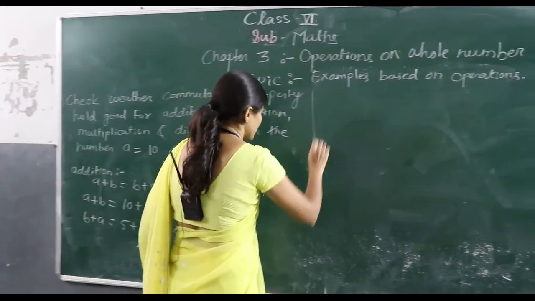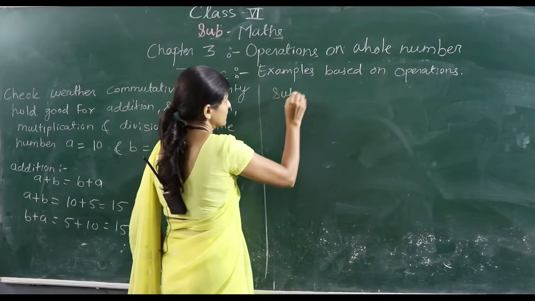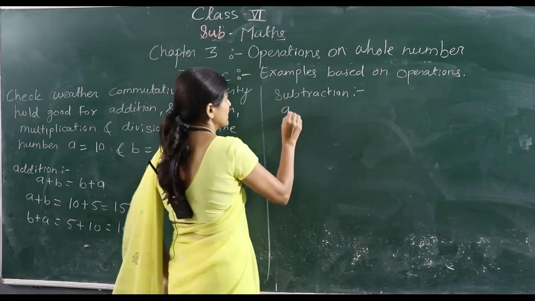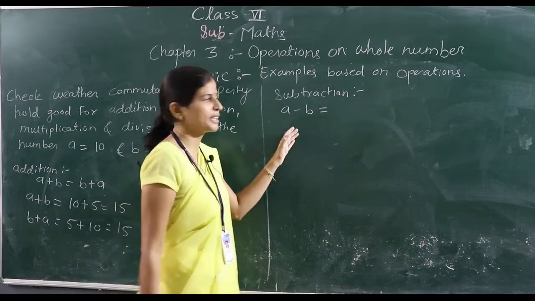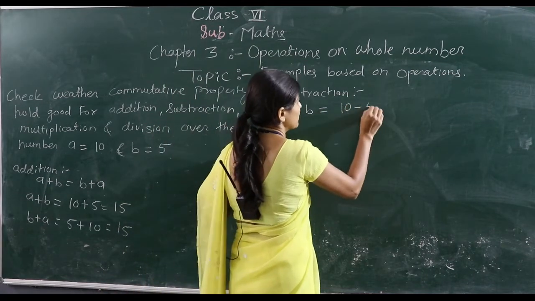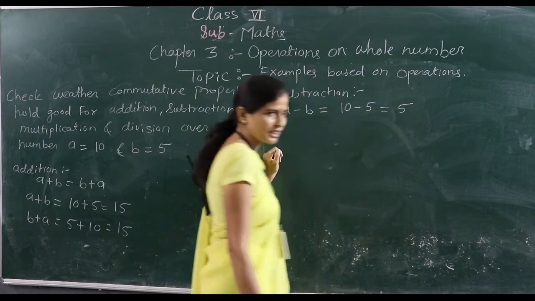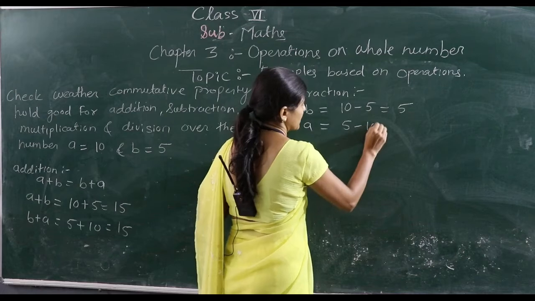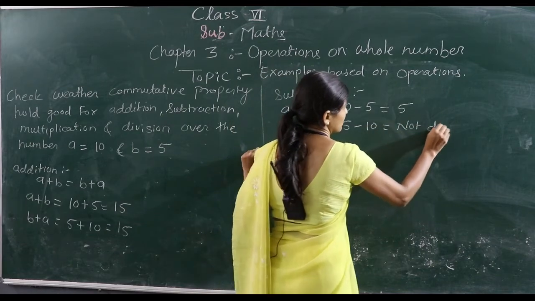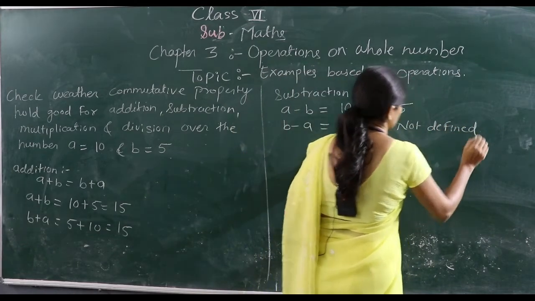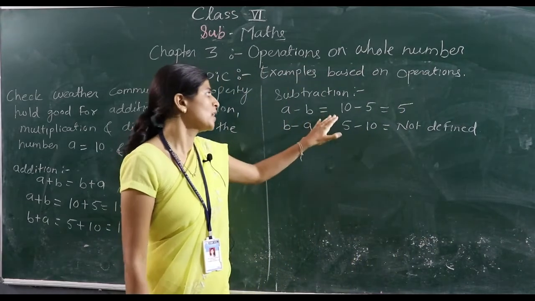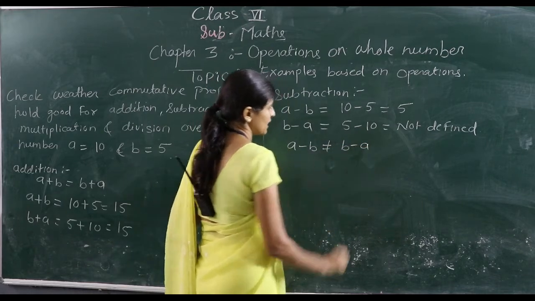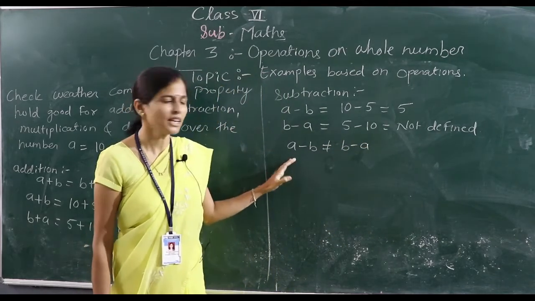Now check whether the commutative property holds good for subtraction or not. First we take a minus b. For subtraction a minus b, where a equals 10 and b equals 5, 10 minus 5, we get the answer 5. Now we interchange the numbers. So 5 minus 10, not defined. From this example we see that for the commutative property, a minus b is not equal to b minus a. So the commutative property does not hold good for subtraction.